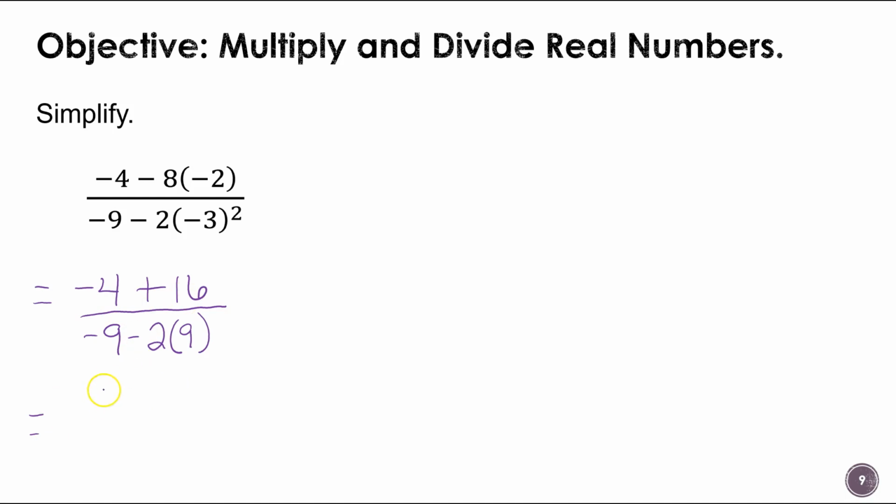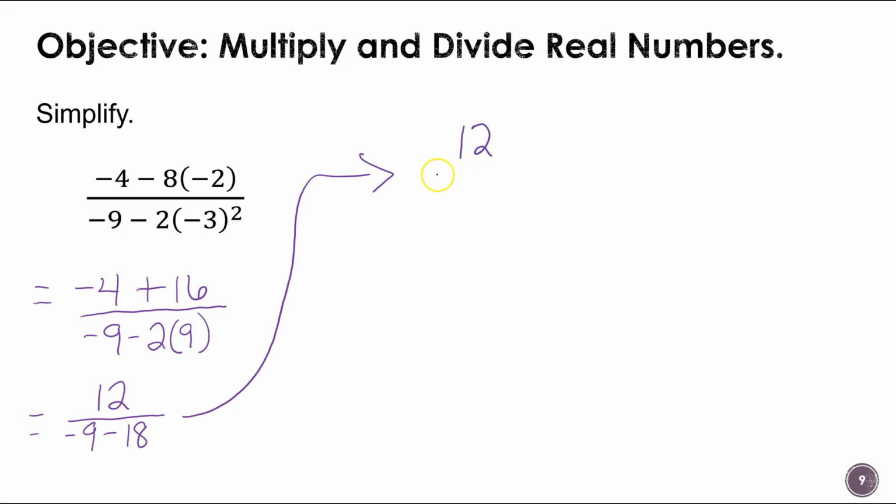In the numerator, I can go ahead and simplify. Negative 4 plus 16 would be 12, positive 12. In the denominator, I have negative 9 minus 18 because negative 2 times 9 is negative 18. And then I'm going to go up here to write a little bit more. I'm going to have 12 over negative 27. And then it's okay. This means a negative fraction, but we usually don't leave the negative in the denominator. We would go ahead and write it maybe just out front. And so the fraction itself is a negative.